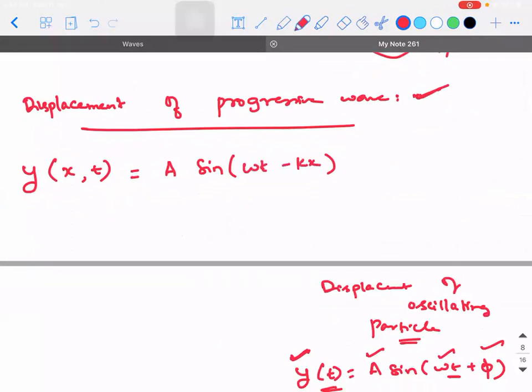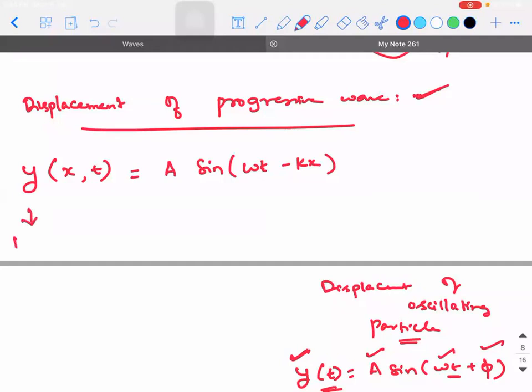Omega t minus kx. Okay. So there is a concept called leading and lagging. Based on this only the derivation is done. I'm not getting into much technical detail. I will explain how to use this. That is what you need to know.